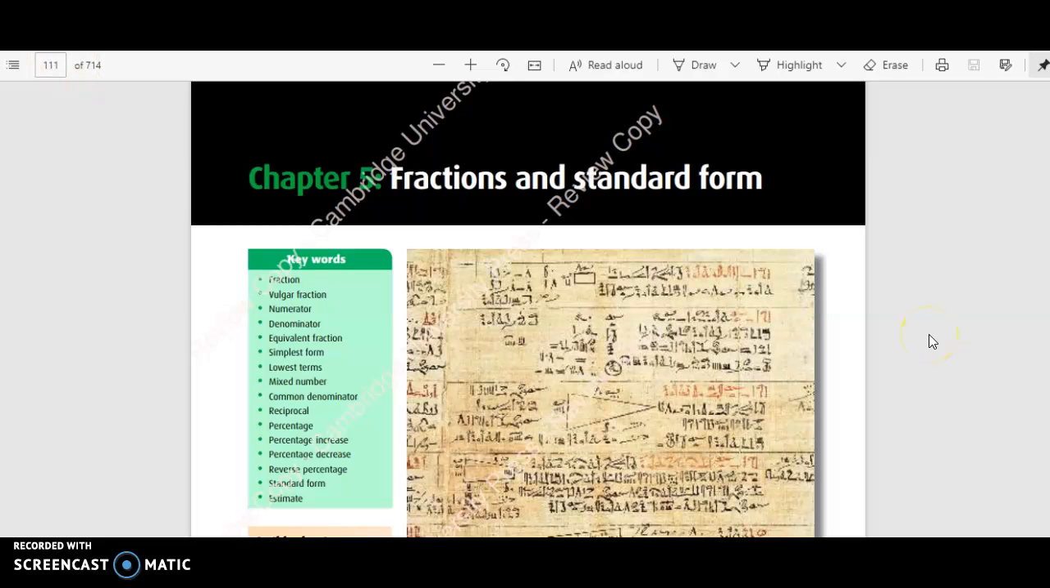Hello everyone, welcome back to mathematics class. Today we are going to move to the next chapter. It's chapter 5. On your book, it's page 101. It's about fractions and standard form.